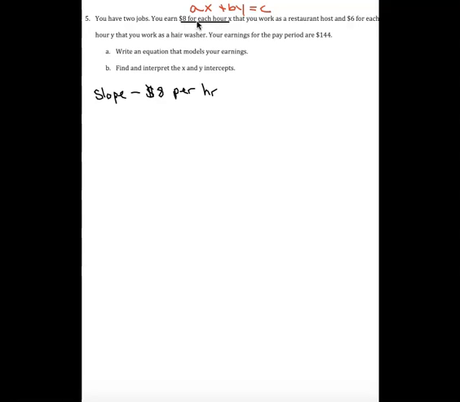So you earn $8 for each hour that you work as a restaurant host, and $6 for each hour you work as a hair washer. What is that? So there's 2 slopes or 2 rates here. And that's the hint that you're going to use standard form when I give you 2 rates or 2 slopes. Okay? So ax plus by equals c. The a term and the b term are both your rate, or your slope if you want to say slope. And the c term is your total.